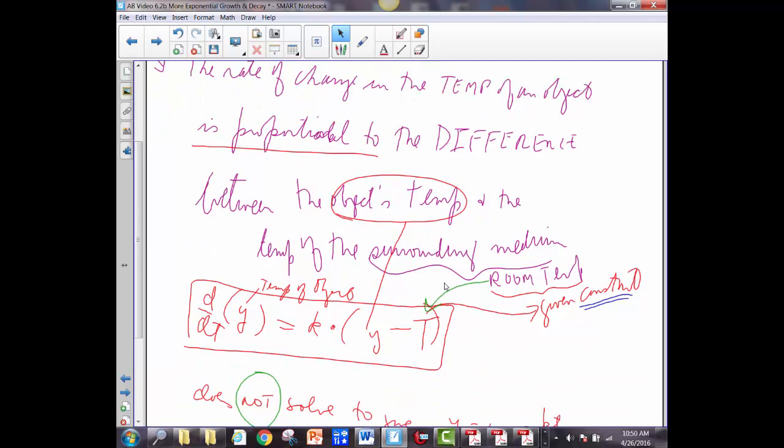If you take a hot pie out of the oven and that pie is at 400 degrees and you put it on the kitchen counter, it's going to cool down, but it's not going to keep cooling down until it eventually freezes over because your room temperature is probably 70 degrees. So it'll go from 400 degrees. At first it'll cool down quickly and then it'll cool down slowly.